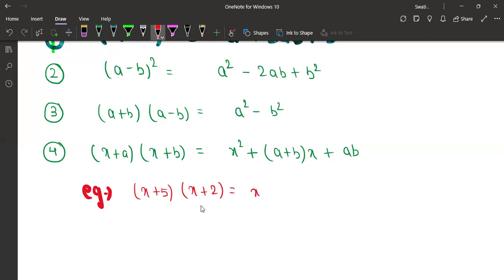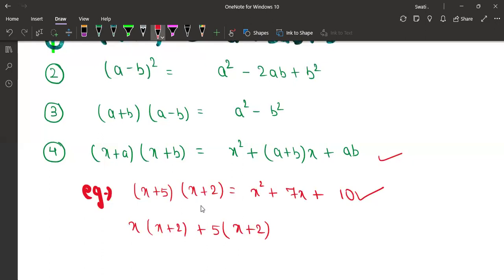So it will become x square plus a plus b. What is a? 5. What is b? 2. 5 plus 2 is 7. So 7x plus a into b. What is 5 times 2? 10. That's the answer. If you don't know the formula, you can also do it like this: x into x plus 2, and then plus 5 into x plus 2. Then of course you can see that you will be taking more time as compared to someone who knows this formula, which is x square plus a plus b into x plus ab.